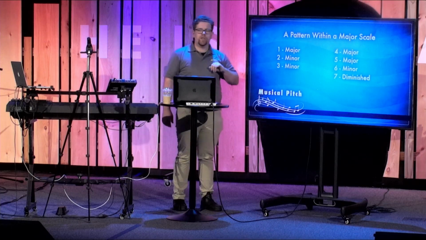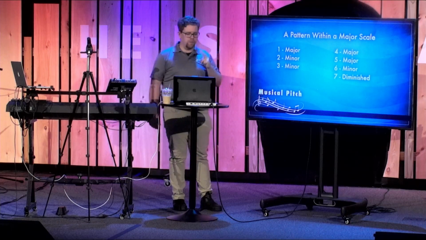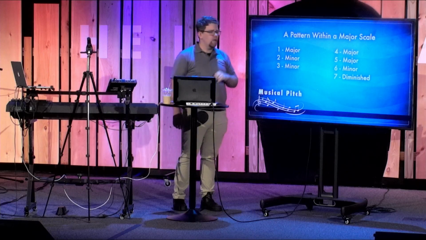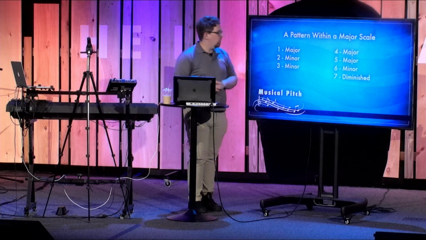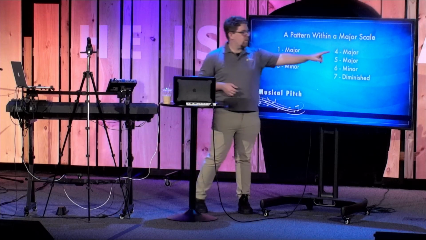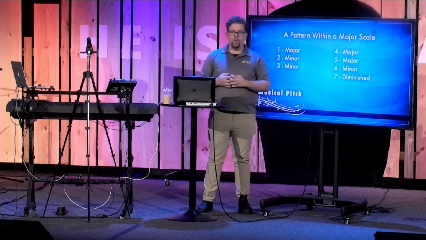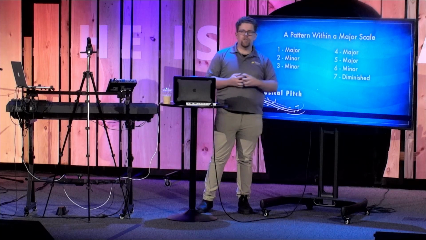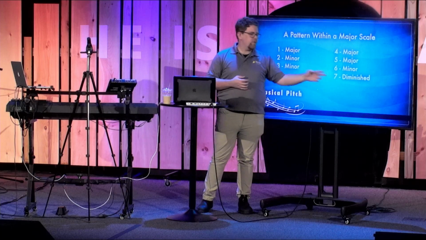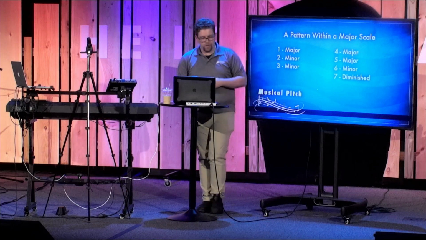If you start building a triad from the second pitch in your scale, it's a minor chord. If you start from the third pitch in the scale, it's a minor chord. If you start from the fourth pitch in the scale, it's a major chord. The fifth pitch, also a major chord. The sixth pitch, a minor chord. And the seventh pitch, you get a diminished chord.